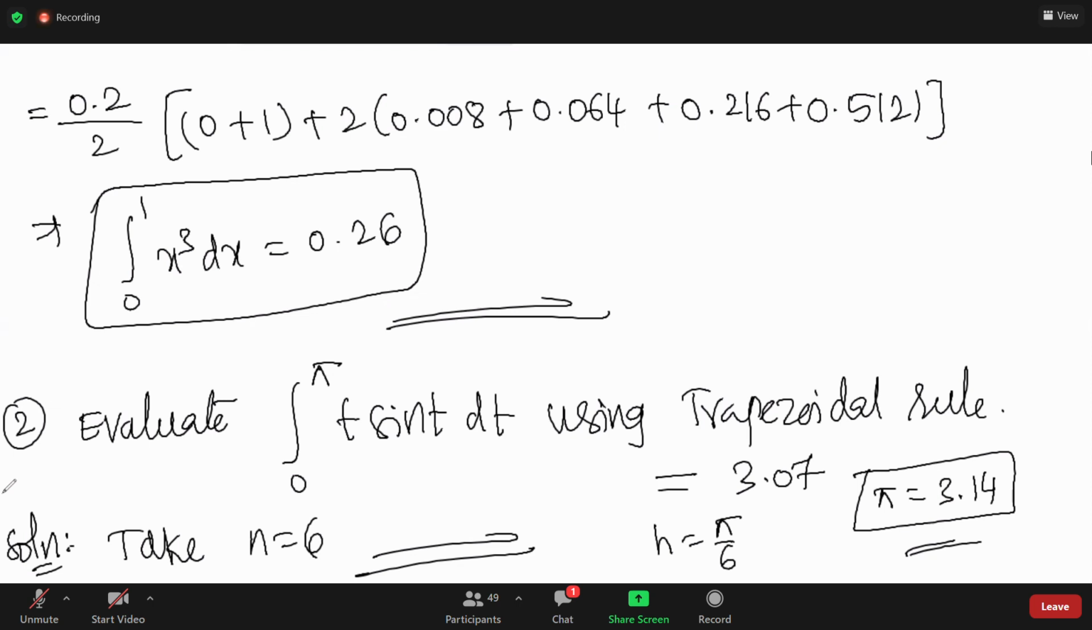In the next class, we will solve some problems on Simpson's one-third rule and Simpson's 3/8 rule. The syllabus for the Module 3 exam is total Module 3, numerical differentiation and numerical integration. So thank you one and all.